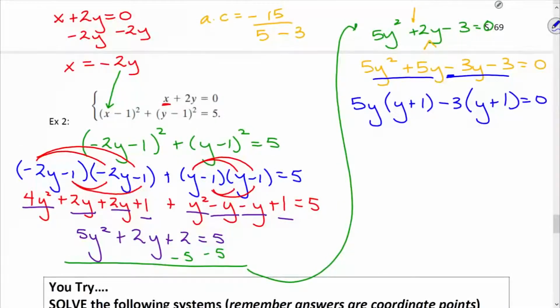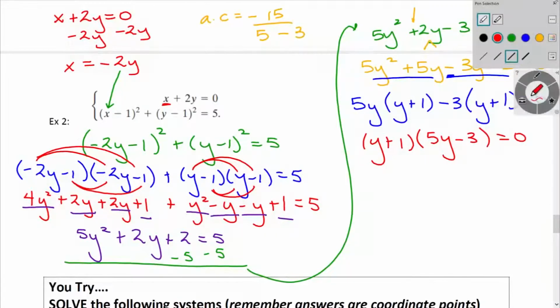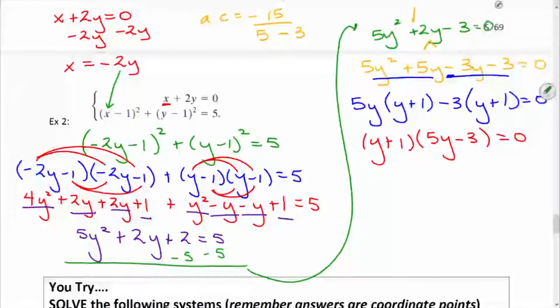Now I'm really happy that I get y plus 1 and y plus 1. I think I'm on the right track. I'll pull out the y plus 1 in front, and I'm left with 5y minus 3 equals 0. Then I use the zero product property and put each of them equal to 0. So what number plus 1 is 0? That's y is equal to -1.